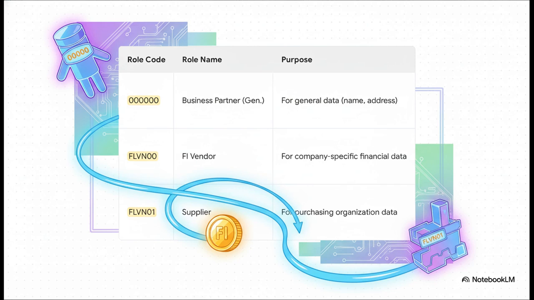So putting it all together, to cook up a complete vendor, we're going to need 3 main roles. We always start with the general role, 0000, for all that basic info. Then we add the FLV00 role for the finance-specific data. And finally, we top it off with FLV01 for all the purchasing details. See how these roles line up perfectly with those data levels we just talked about?